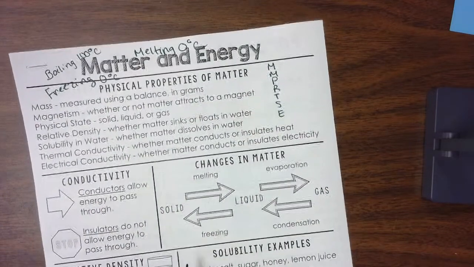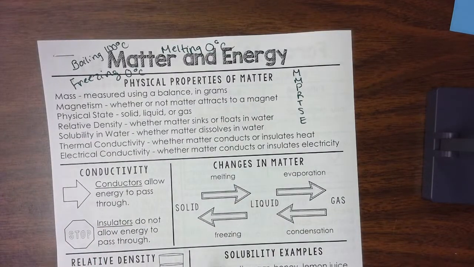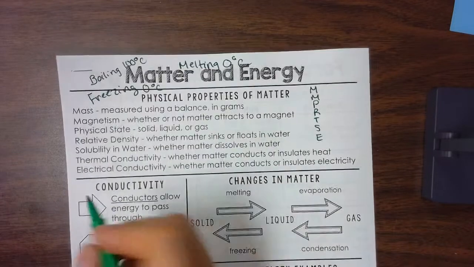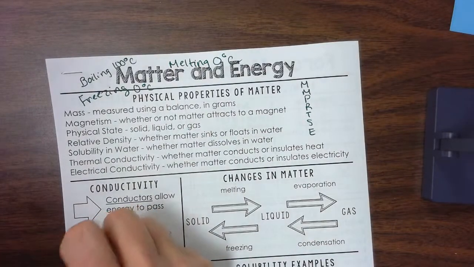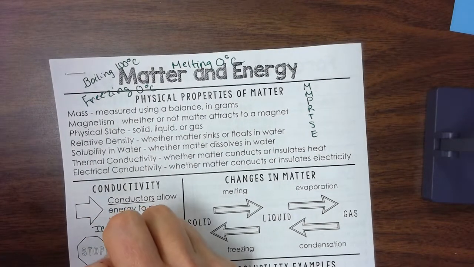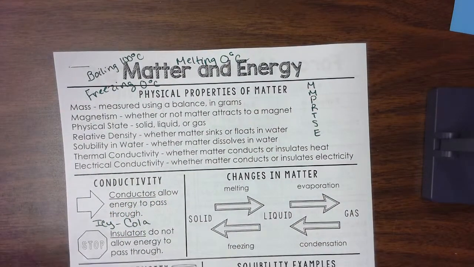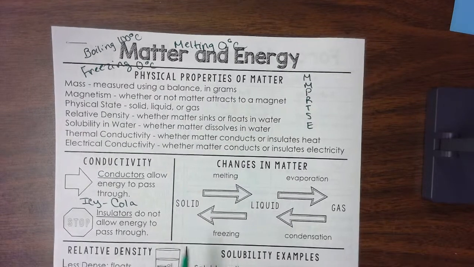Let's move on. Conductivity. Conductors and insulators. Conductors allow energy to pass through. Insulators do not allow energy to pass through. That's why there's a stop sign. Angelina gave us icy cola. Thanks, Angelina. I and C. Insulators or conductors.